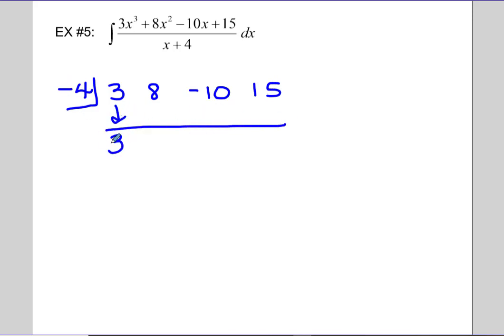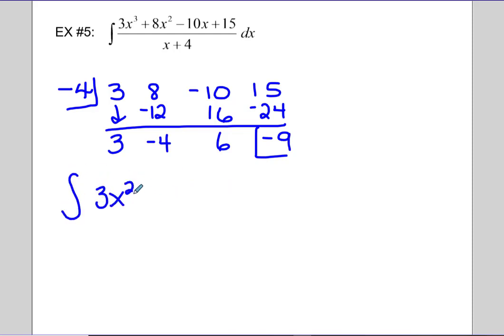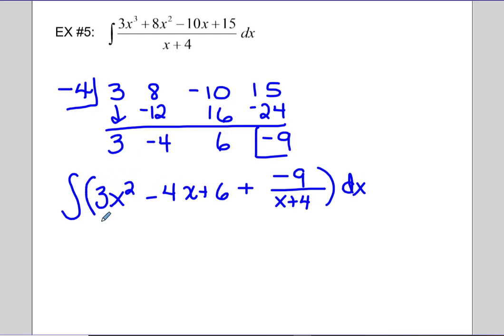So bringing down the 3, we have -12. 8 minus 12 is -4. Times -4 is 16. -10 plus 16 is 6. And 6 times -4 is -24. And we have a remainder of -9. So we can rewrite our integral to be 3x squared minus 4x plus 6 plus the remainder -9 divided by x plus 4, and integrate that in terms of x.